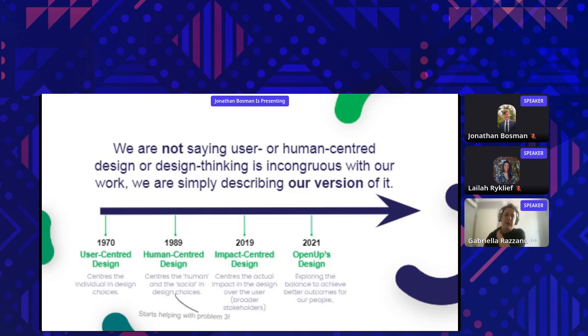But OpenUp is trying to think of a way that we can practically embed a hybrid of the two, to recognize the values that each might have practically.